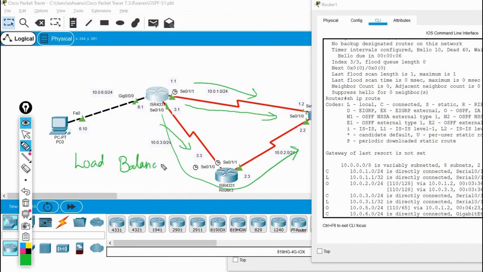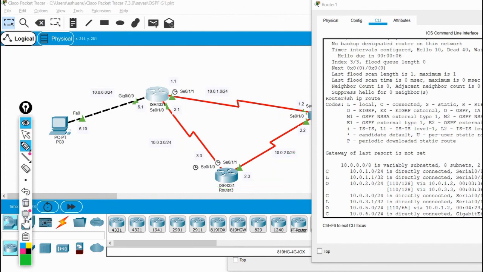We have the two paths, but this is actually equal load balancing. Equal, because some of the packets will be sent on this one and 50% on that one. So that is the load balancing. Just do not worry too much, but if you have the routes, you just enable OSPF and it will do load balancing automatically.